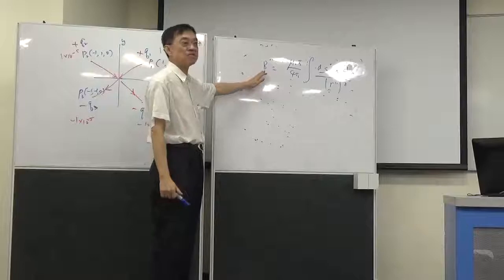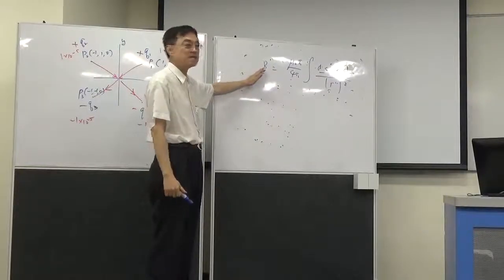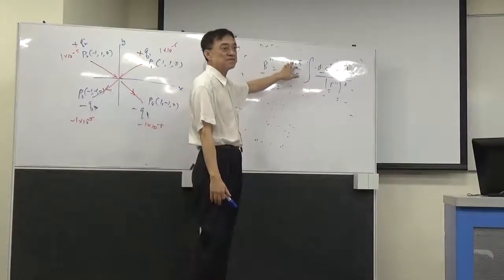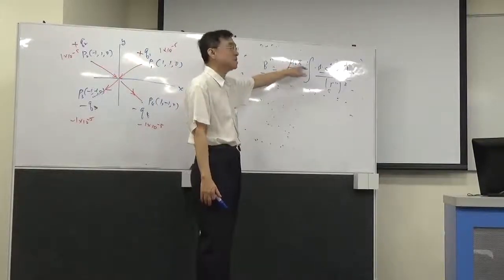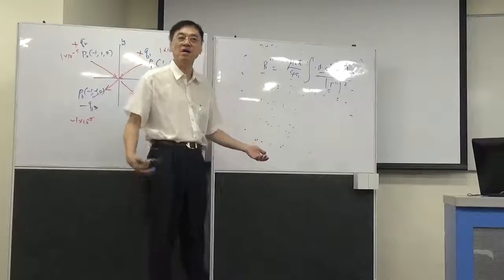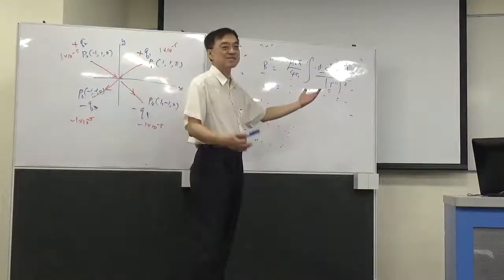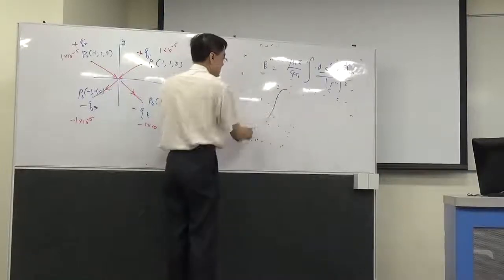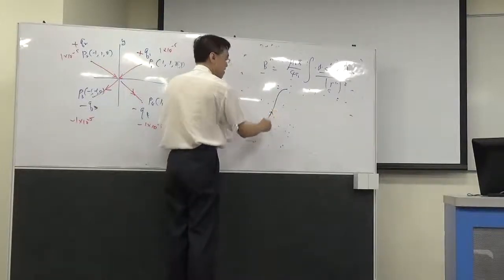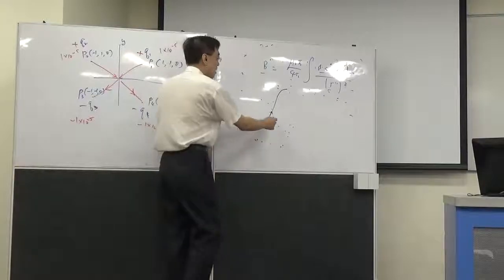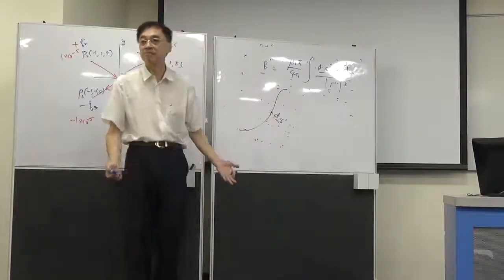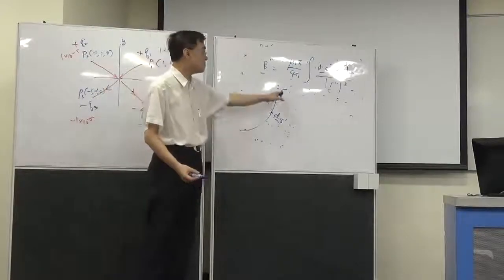B is the magnetic field, magnetic flux density. You could refer to your lecture notes. Mu naught is the free space permeability. I is the current flowing on the conductor. 4 pi is of course just a constant. What is ds prime? ds prime is the elementary length vector along the current path. This is where the current is flowing.